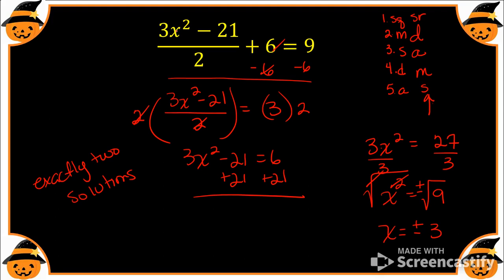Because if we were to plug in the -3 for x and we square it, we would get +9. If we plugged in the +3, we would get +9. So both values make this equation true. The left side will also equal the 9 once we plug in.